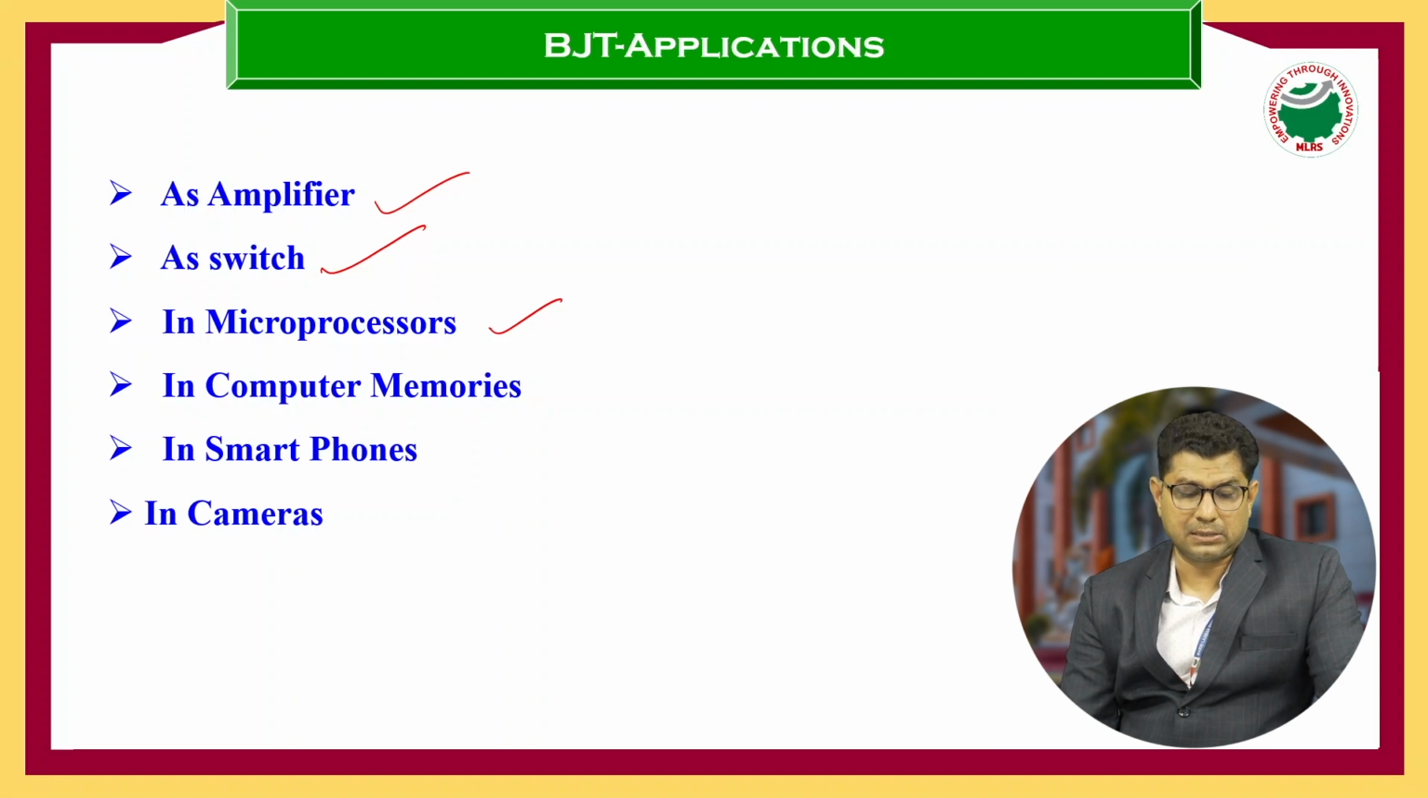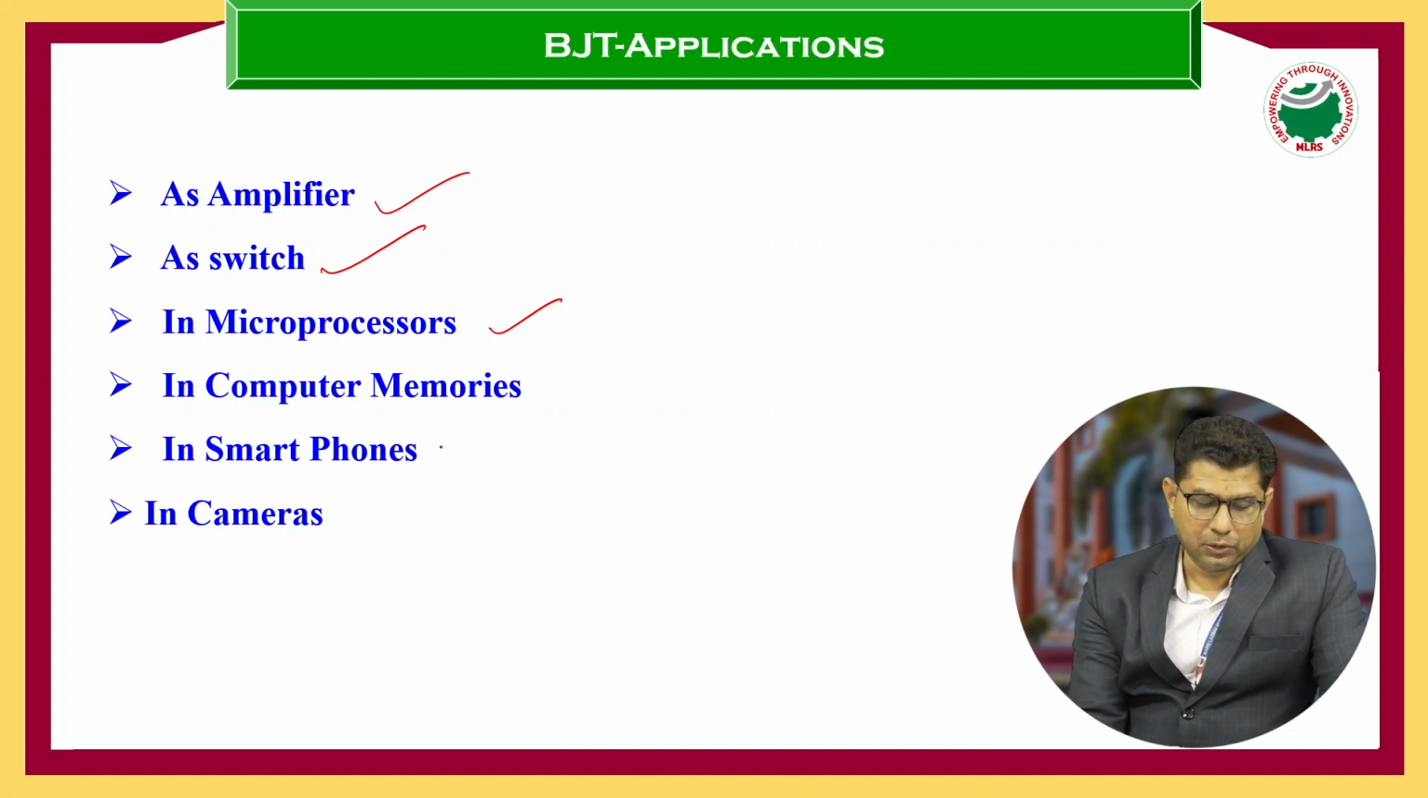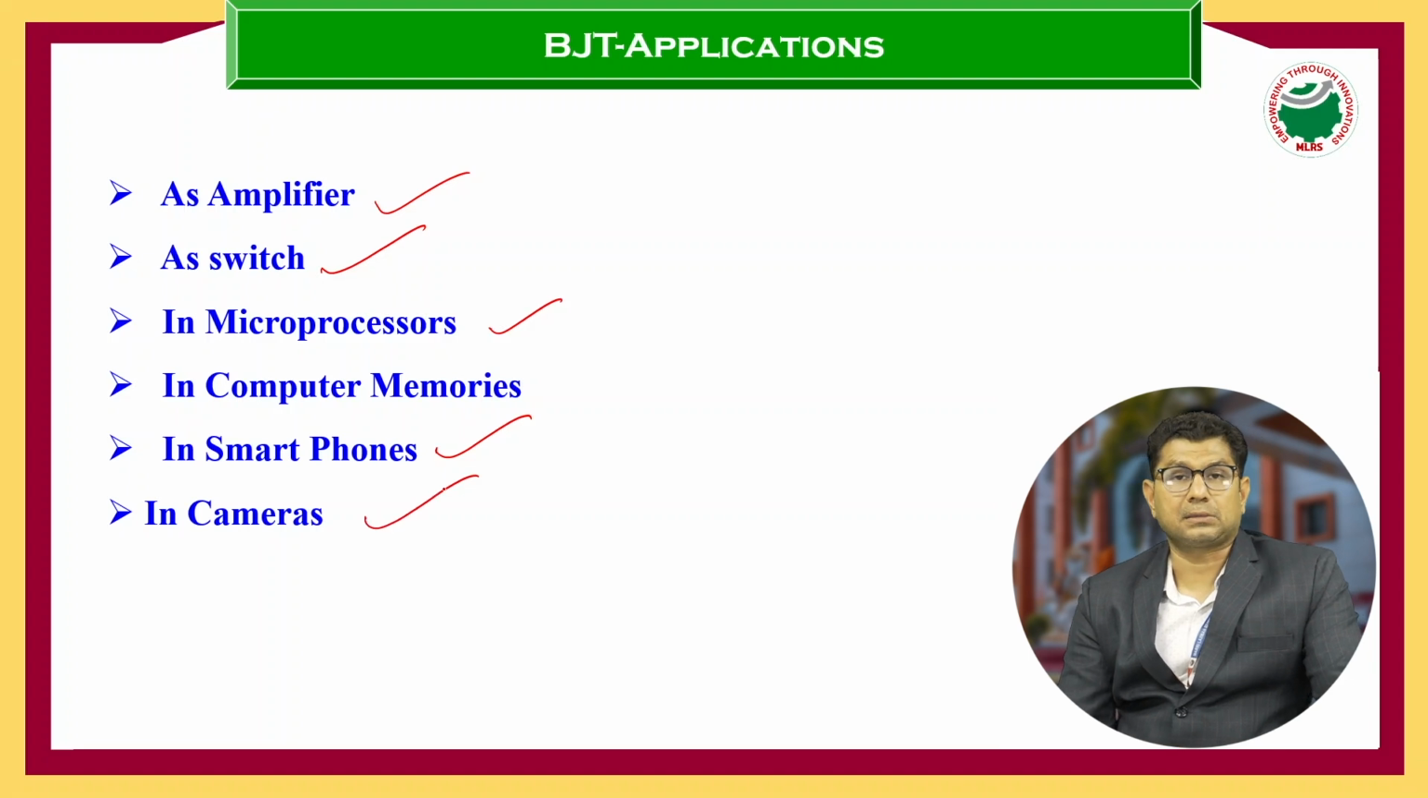Whenever we consider a processor, in an Intel chip, in one inch we are keeping 2 billion transistors. This transistor is like a neuron in our brain; in the same way, it is the transistor for computer memory. They are used in smartphones, and even in cameras. So this is about the bipolar junction transistor and its applications.